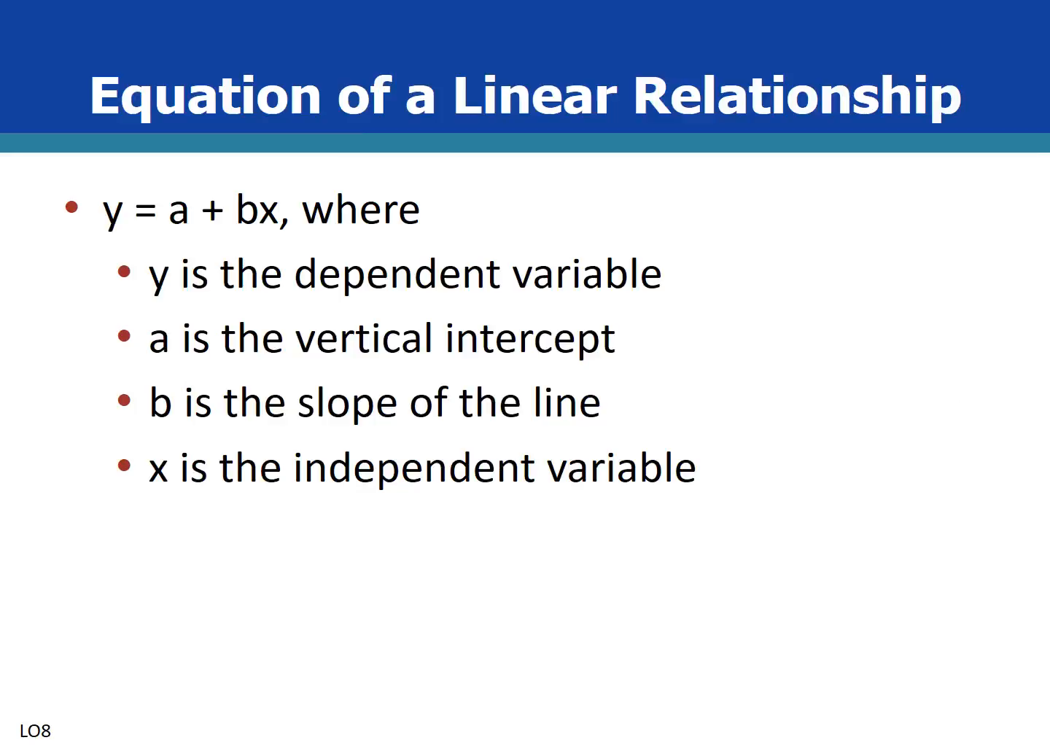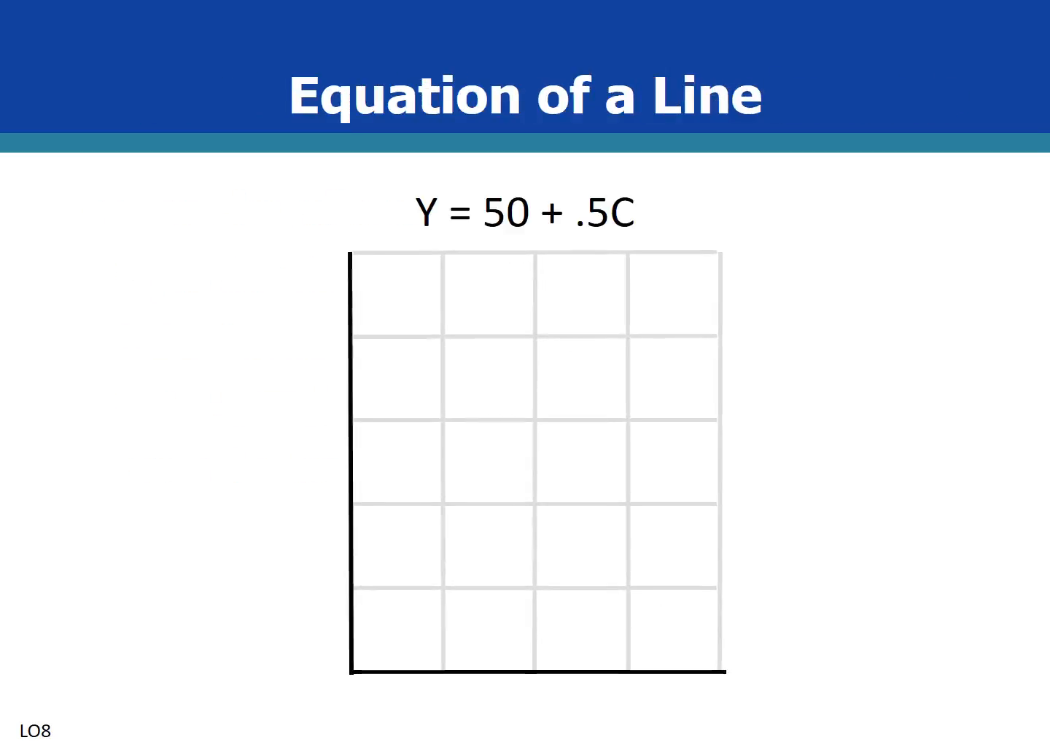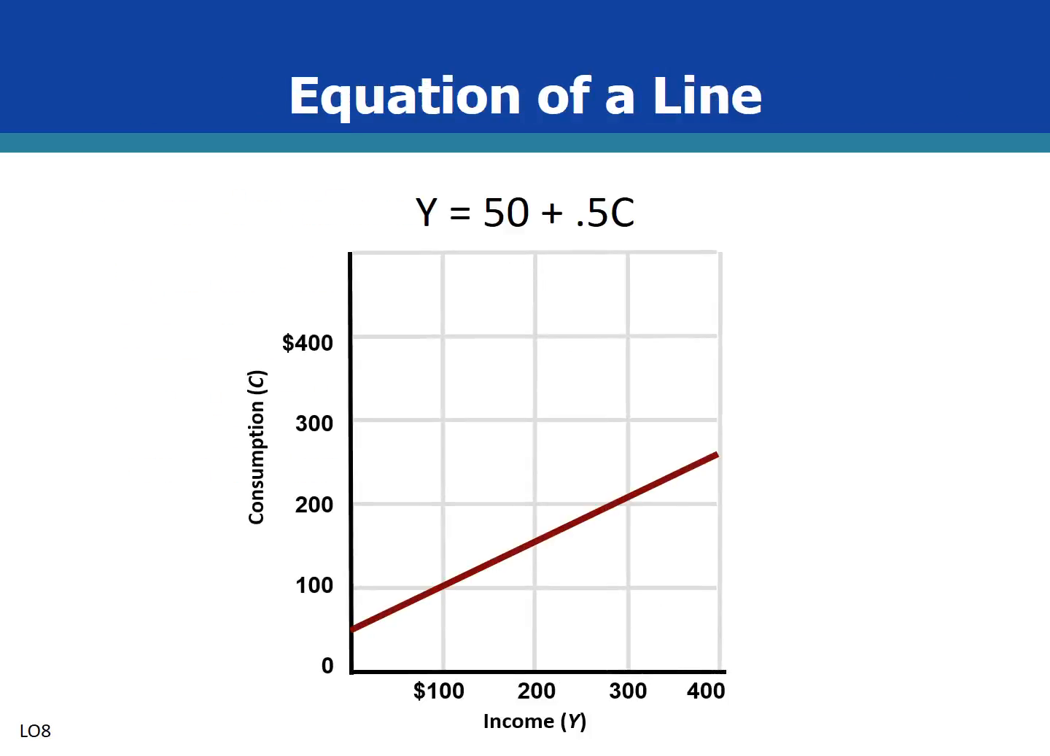This is the general equation of a line and expresses the relationship between the two variables y and x. If you know the slope and the vertical intercept, you can solve for y or x. We calculated the slope of this line earlier, and we found that the slope is positive 0.5. We can see from the graph that the vertical intercept is 50. Therefore, the equation of this line is y, or income, equals 50, vertical intercept, plus 0.5c, where 0.5 is the slope and c is the consumption.